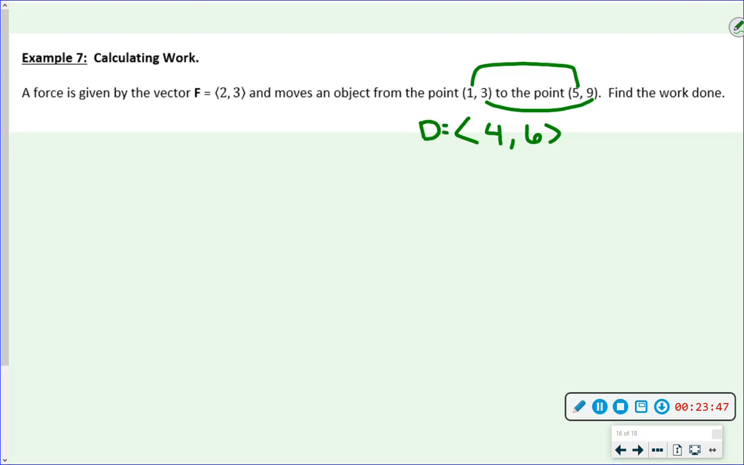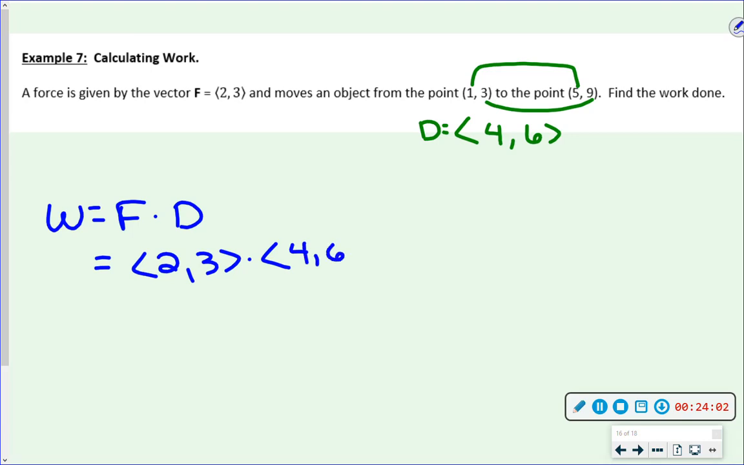So, nice and easy, our little work formula, remember, is the force dot D. Well, they gave you the force. We just figured out the direction, the displacement vector. And I'm just going to do the dot product of this stuff. So I'm going to have 8 plus 18, total it up, 26. Now, we should label that.